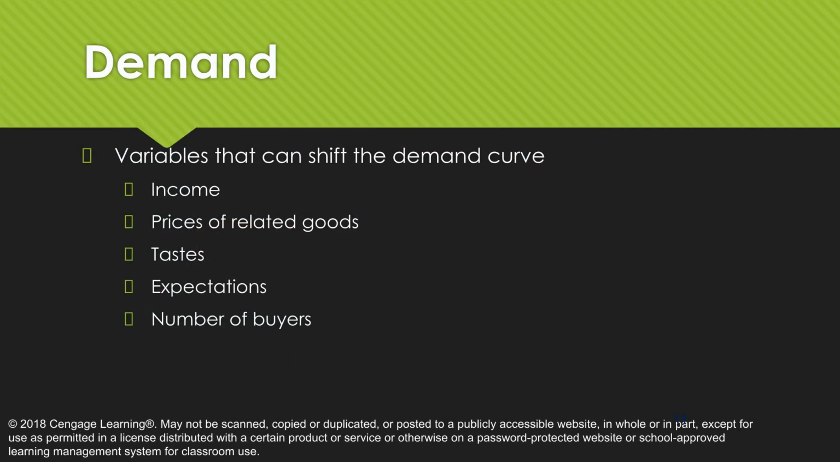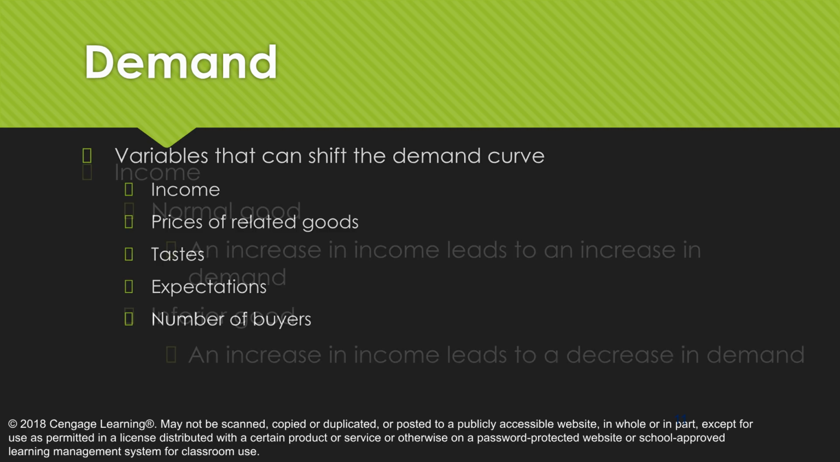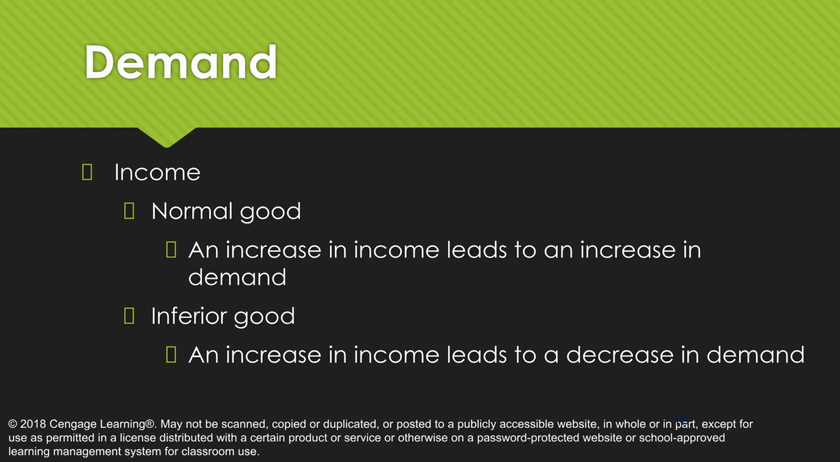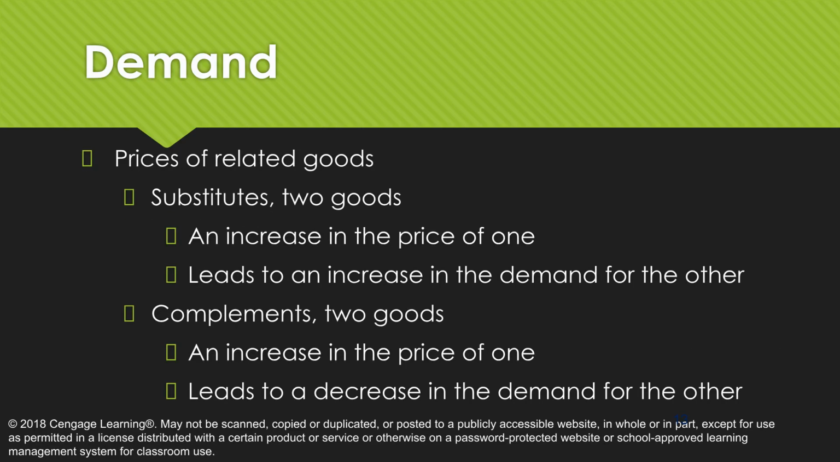Several key variables can shift the demand curve. These include income, prices of related goods, consumer tastes, future expectations, and the total number of buyers in the market. Regarding income, goods are categorized as either normal or inferior. For a normal good, increased income raises demand, whereas for an inferior good, increased income leads to a decrease in demand. Related goods impact demand as either substitutes or complements.